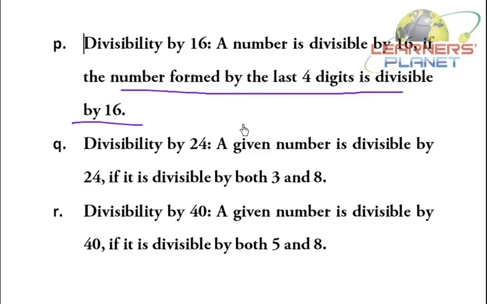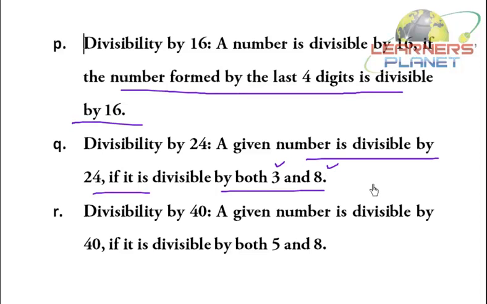Similarly, divisibility by 24. A given number is divisible by 24 if it is divisible by 3 and 8. Further friends, 3 and 8 are the factors of 24 which are co-prime to each other. So if at all we have to check the number whether it is divisible by 24, we can individually go for the divisibility of 3 and 8.